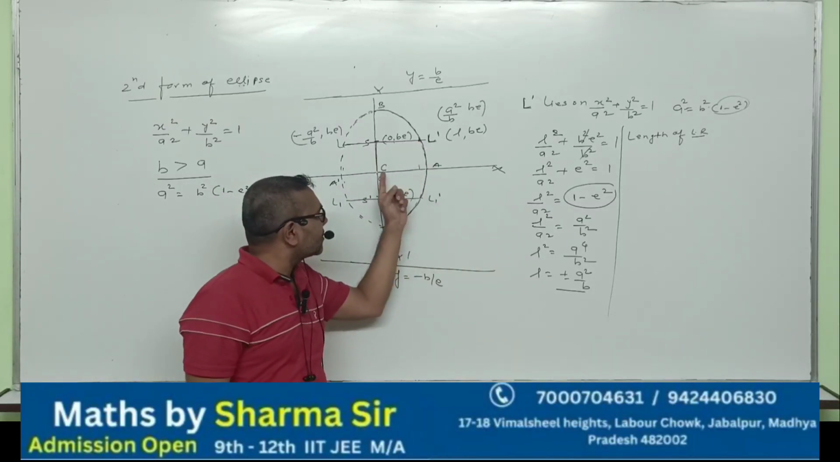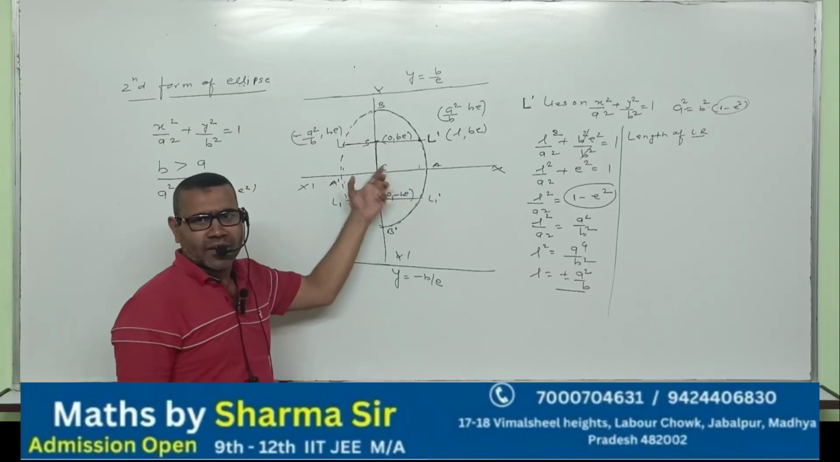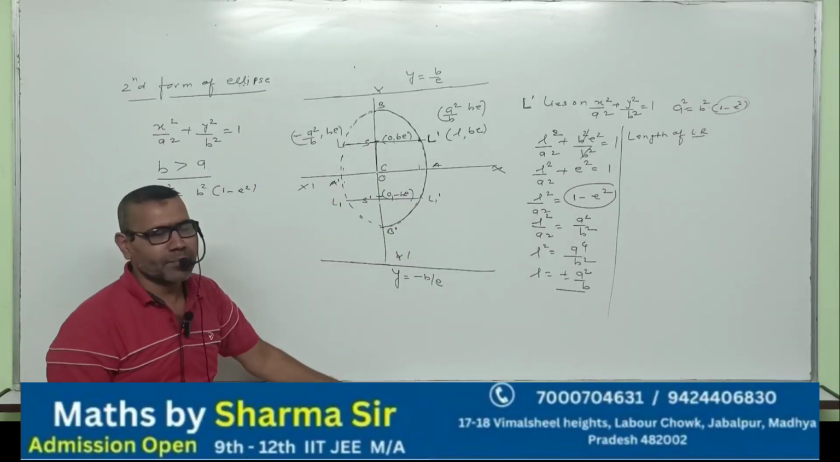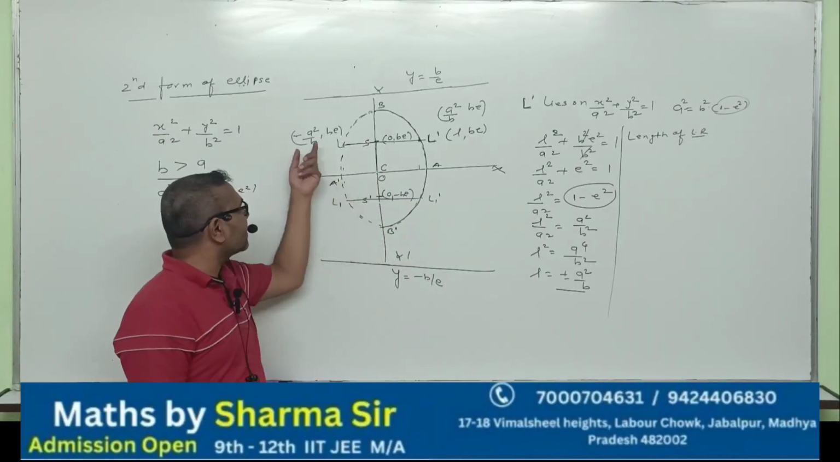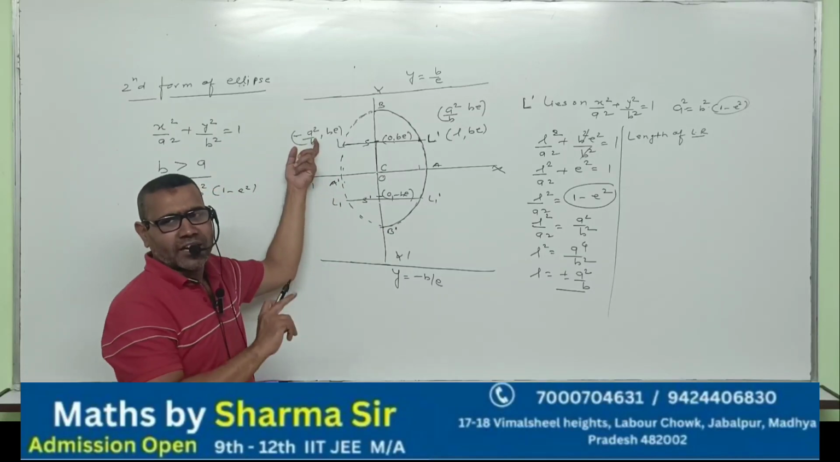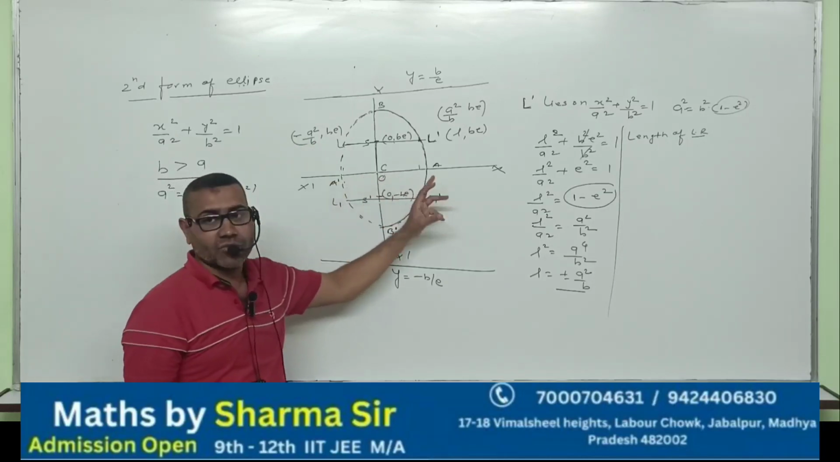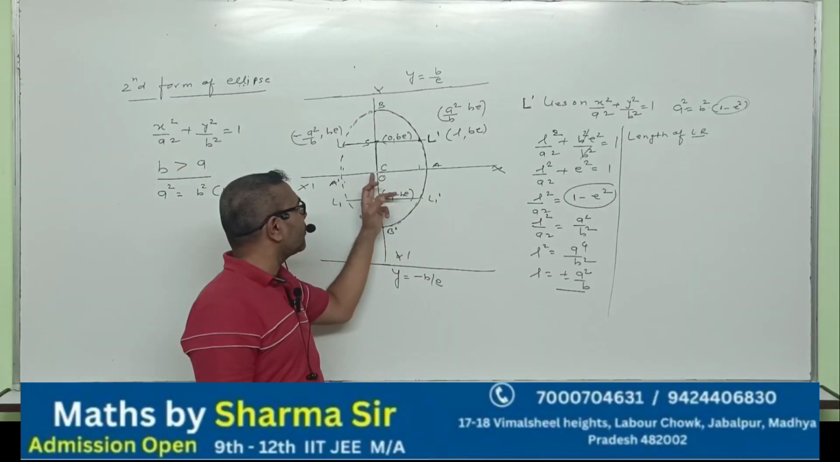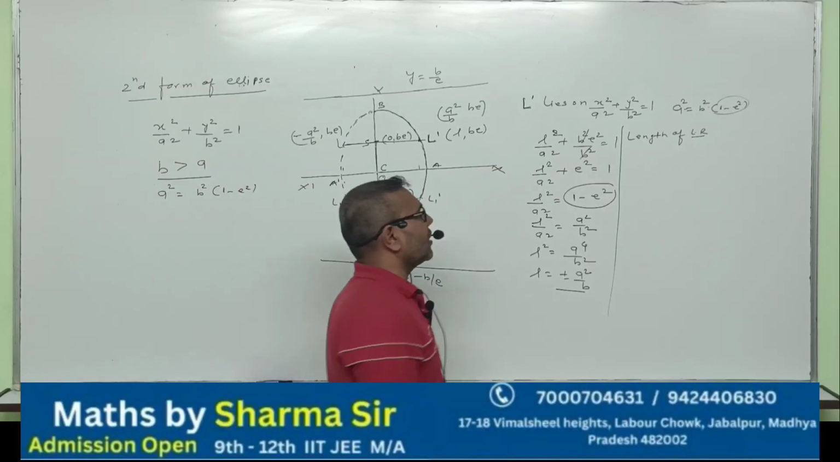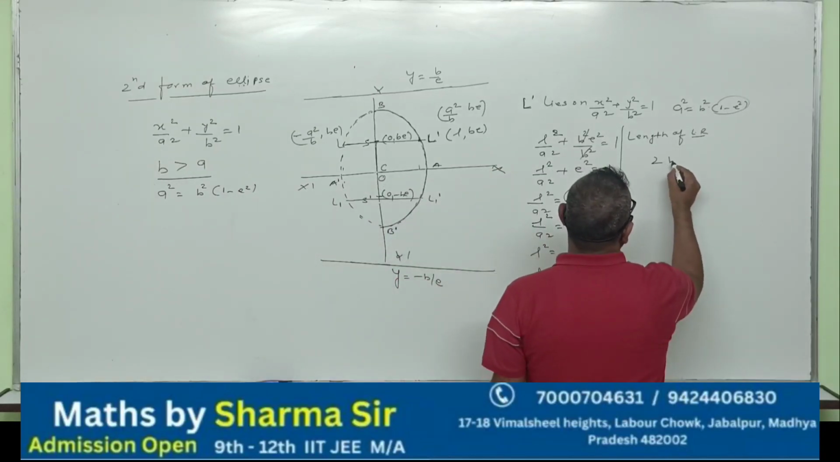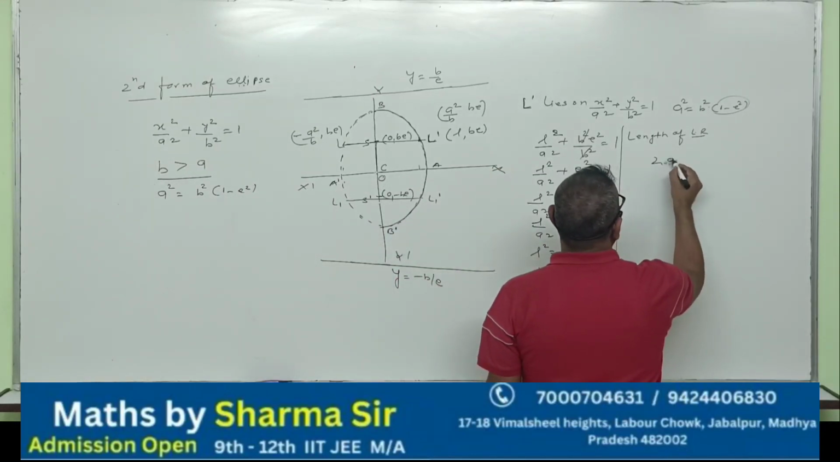यहाँ का x length और यहाँ की x length जब आप ऐड करेंगे, so definitely LL dash की length हमें पता चलेगी. This length is A square upon B with negative sign, but since we are considering the length, so definitely this and this will be added. A square upon B, A square upon B. Finally, length of latus rectum is going to be 2A square upon B.